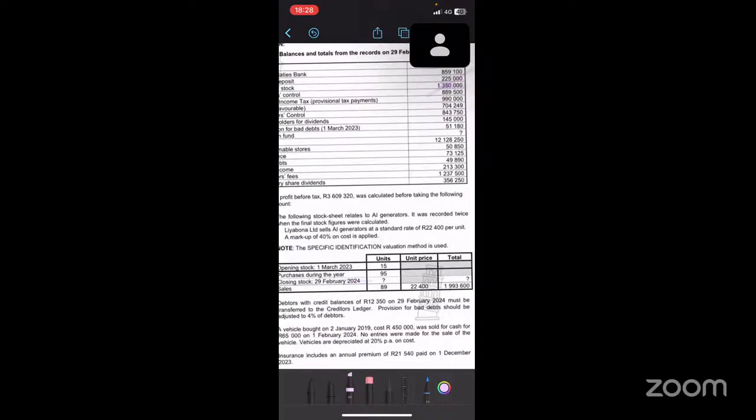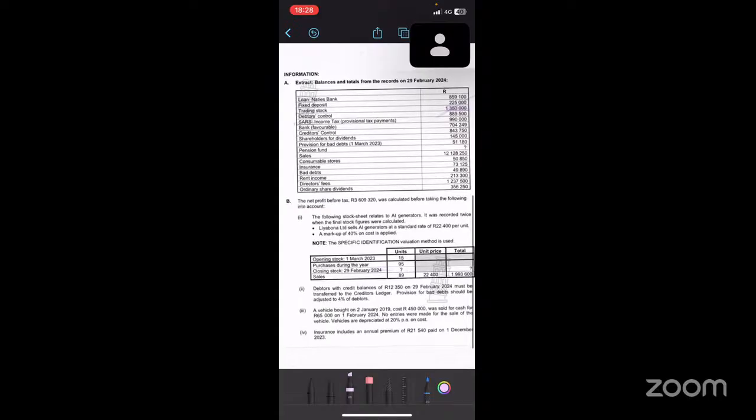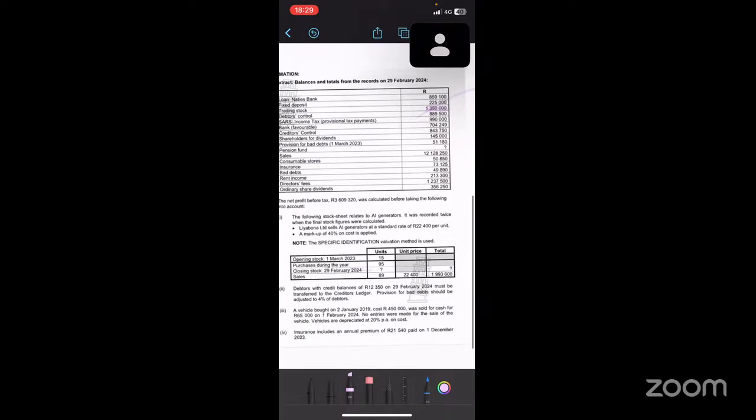Let's see. They say net profit before tax is that. Okay, cool. And they said the following stock sheet relates to AI generators. It was recorded twice when the final stock figures were calculated. Value the AI generators at a standard rate of 22,400 rand per unit. A markup of 40% on cost is applied. They say note, the specific identification valuation method is used.